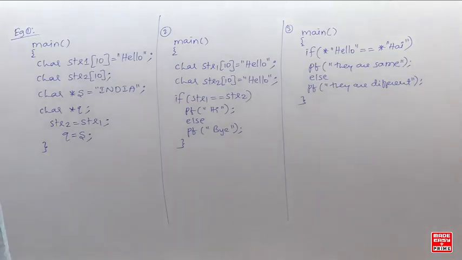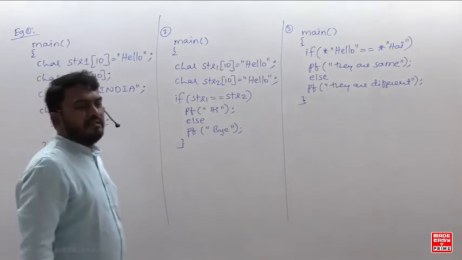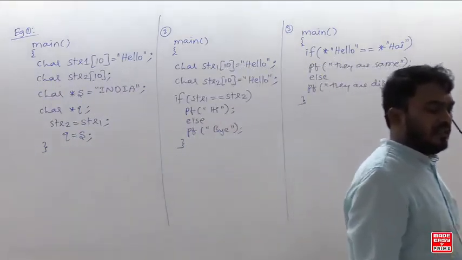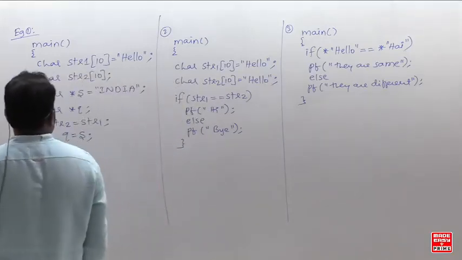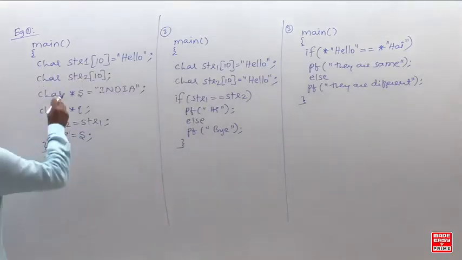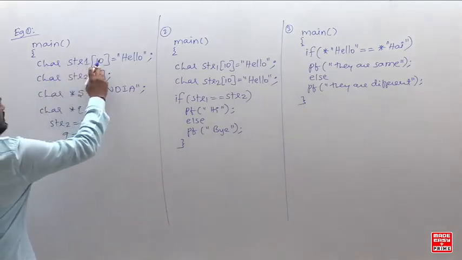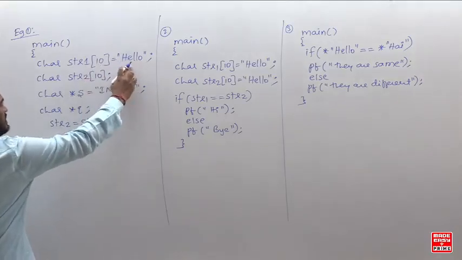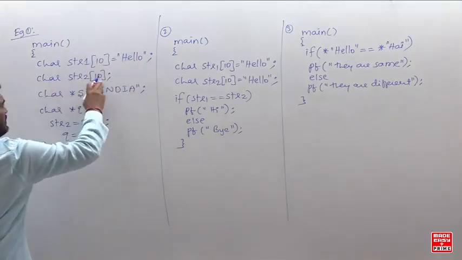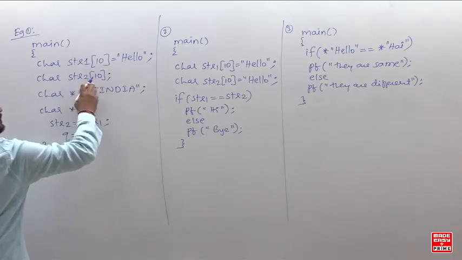Right. So understand here. First example. I think all of you copied. Now come back to the first example. What we are having: character str1. Look here, it is initialized with "hello", and character str2 of size 10, that is also okay.